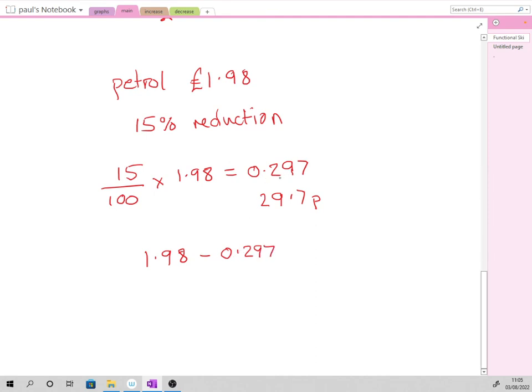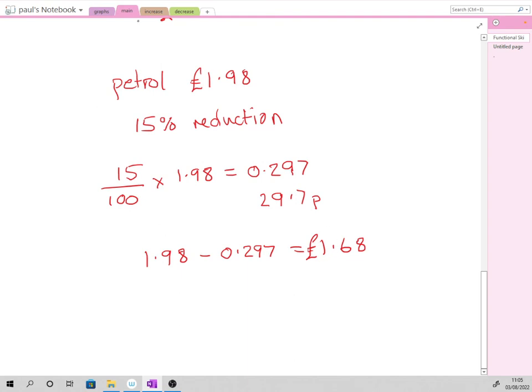Going to keep it all in pounds, and that will tell us what the new price is. So £1.98 minus 0.297 of a pound equals £1.68, and there's a 3 on the end, and I ignore that. So the new price after a 15% reduction is £1.68.